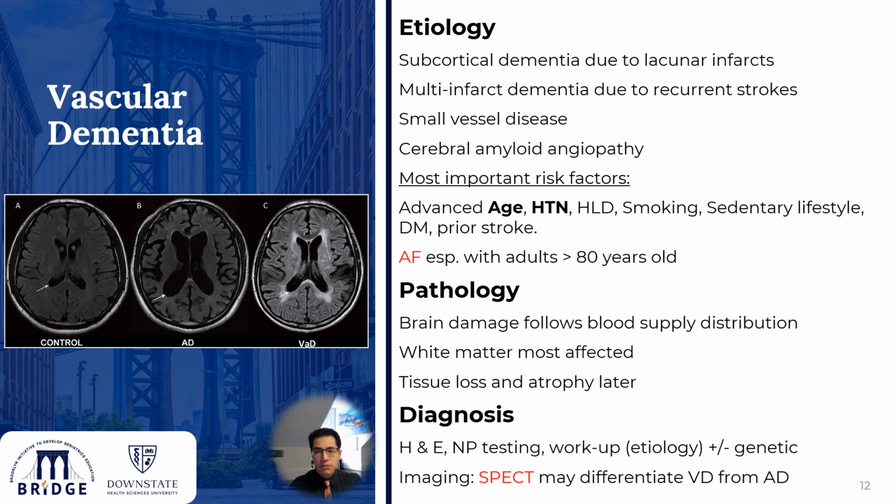Brain damage follows the blood supply distribution. White matter is usually more affected than the gray matter. And then you see tissue loss, atrophy, and encephalomalacia after that. The diagnosis is based on history and examination, neuropsych testing, and you may benefit from getting a SPECT scan to differentiate vascular dementia from Alzheimer's disease.